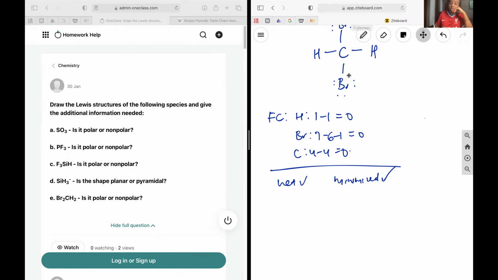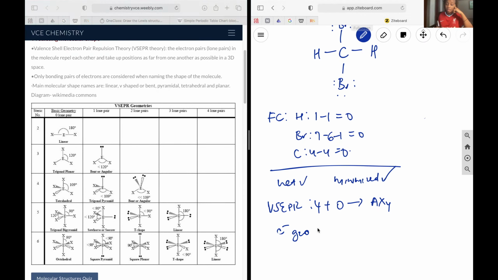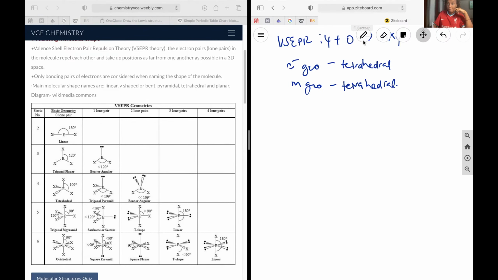Now I go about its VSEPR theory. How many groups do I have attached to my central atom? I have 4 in bonding pairs and 0 in lone pairs, so my notation will be AX4. My electron geometry talks about the way that my electrons are going to be arranged, and so it will be tetrahedral. And my molecular geometry talks about the way the atoms are arranged, and they're also arranged in a tetrahedral fashion because I don't have any lone pairs. So let's go ahead and draw that out.